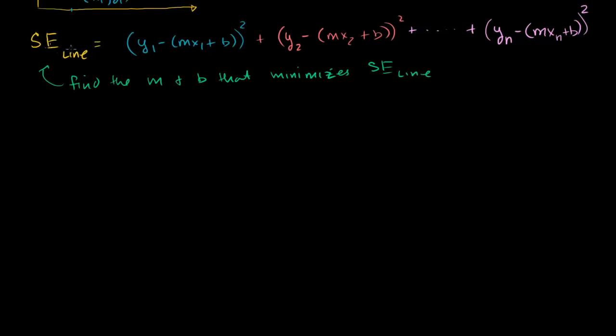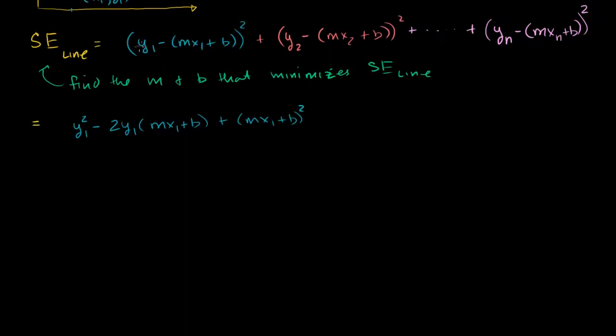So let me just rewrite this expression over here. This whole video is just going to be rewriting this over and over again, just simplifying it a bit with algebra. So this first term right over here, y1 minus (mx1 plus b) squared, that's going to be part of the squared error of the line. If we just expand it, it's y1 squared minus 2 times y1 times (mx1 plus b) plus (mx1 plus b) squared. All I did is square this binomial.